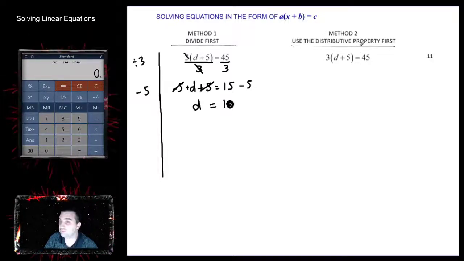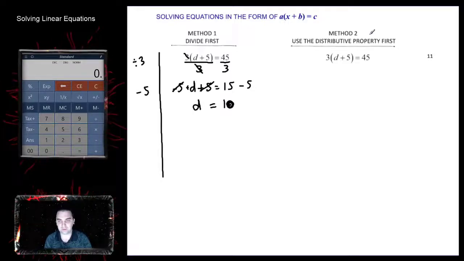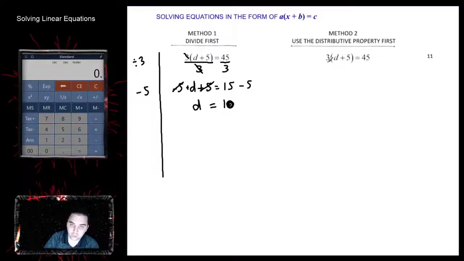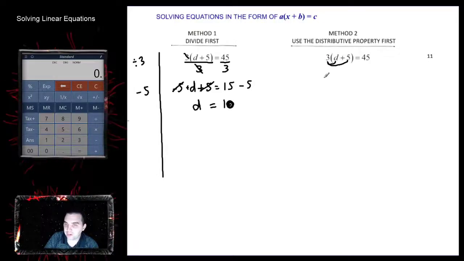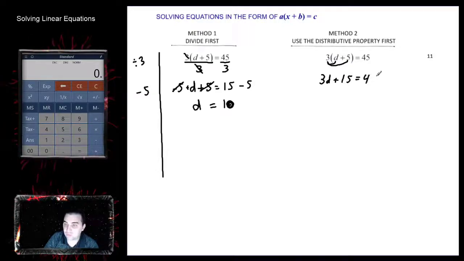Anyway, method 2. This one is using the distributive property first. We're still going to get d is equal to 10. We're just going to do it a different way. Distributive property, remember, is where you distribute this 3 across the two things on the inside. So 3 times d is 3d. 3 times 5 is 15. And then we still have equals 45.